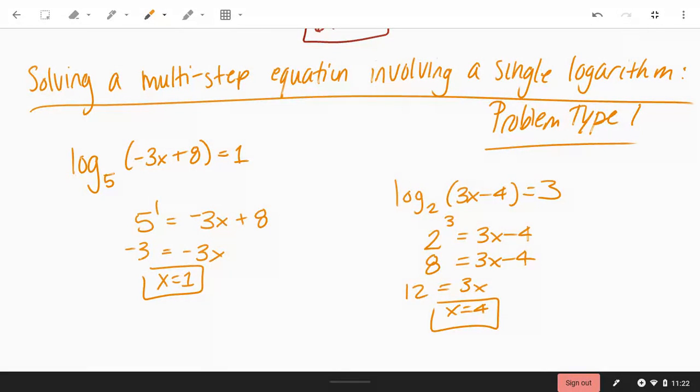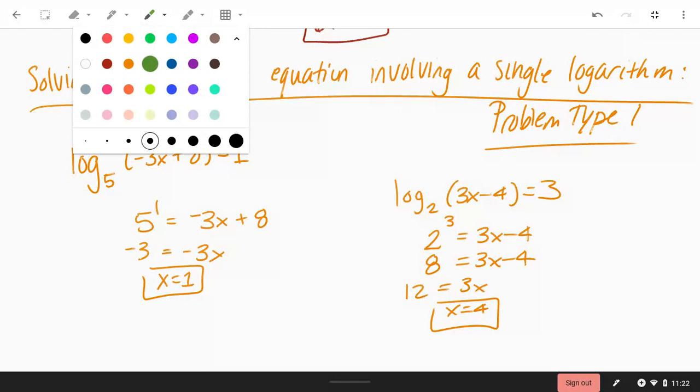Next one, another multi-step problem. Okay. I'm not going to write out the whole title. I'm going to do same.